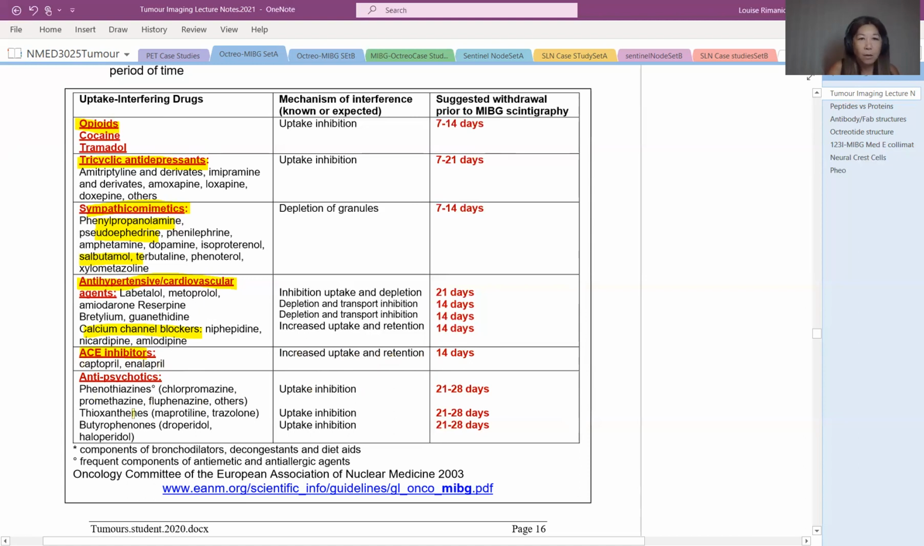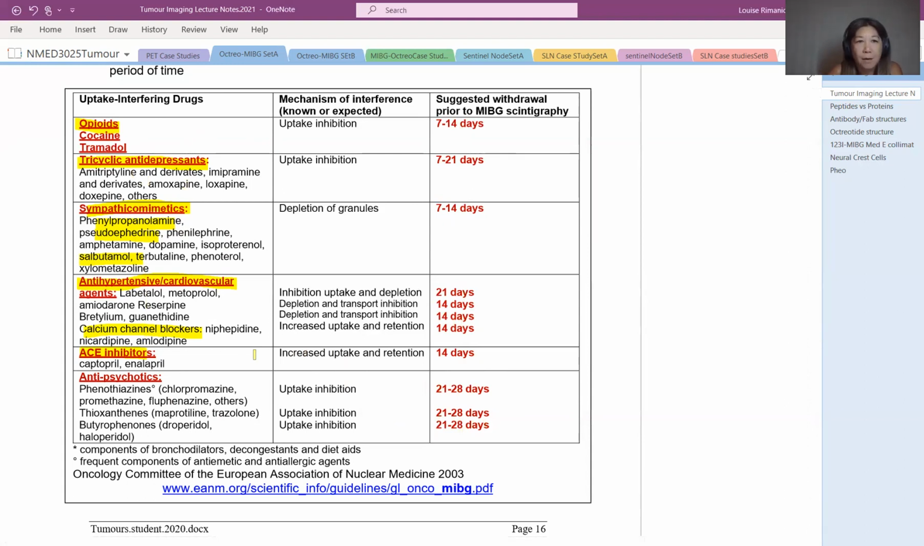Antipsychotics, again, we don't see too many patients coming in that are on these, but they need to be off them for roughly 3 to 4 weeks. So this is a rather extensive list of drugs. What I will say is that not all departments will necessarily restrict patients from being on these meds, because you can see that they have to be off them for quite a lengthy period of time, which may not be possible without other adverse side effects.